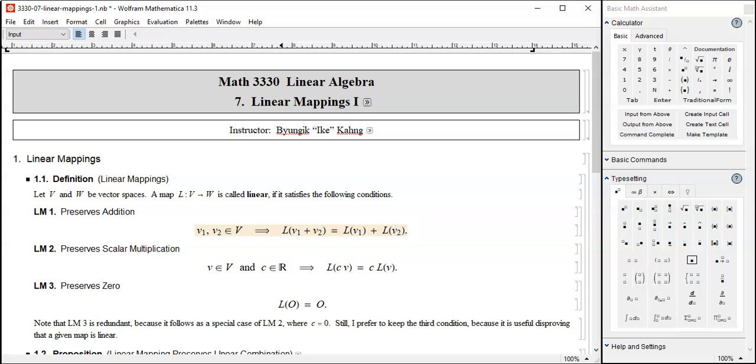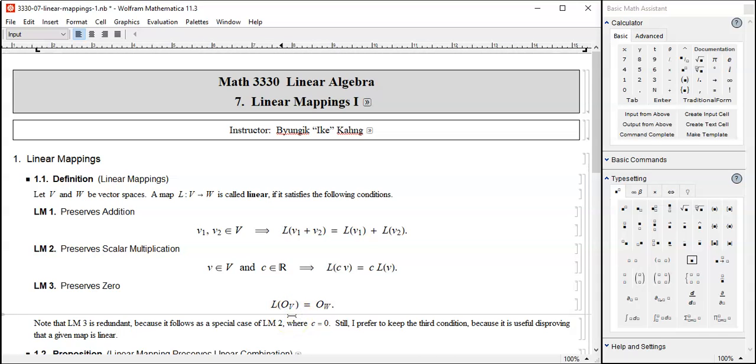Whether I add before or after doesn't matter. Number 2, preserves scalar multiplication. Number 3, preserves zero vector. Here, this zero vector, as a matter of fact, is a zero vector in vector space V, and this one over here is zero vector in vector space W. But if there's no danger of confusion, I'm not going to bother putting these capital V and capital W.